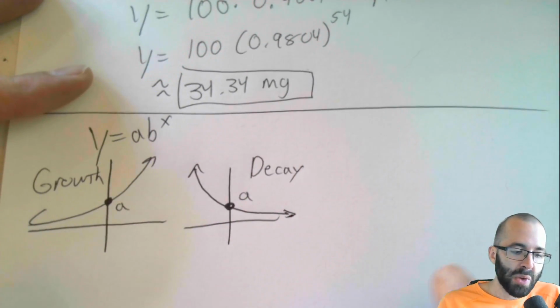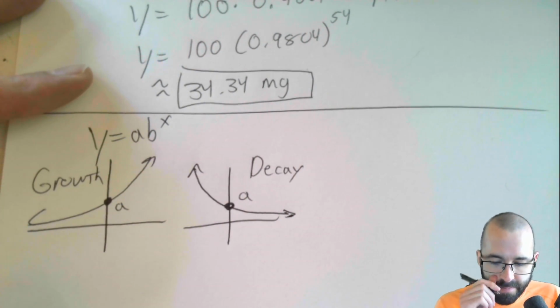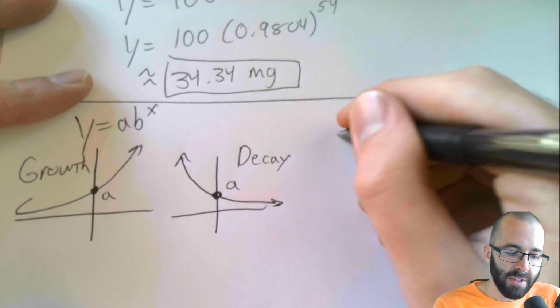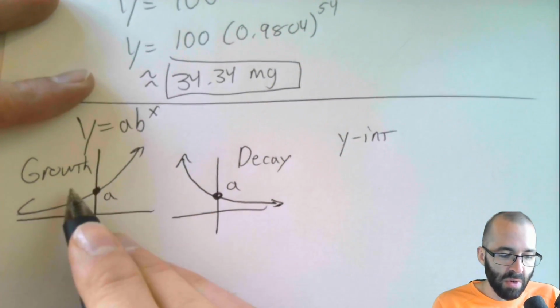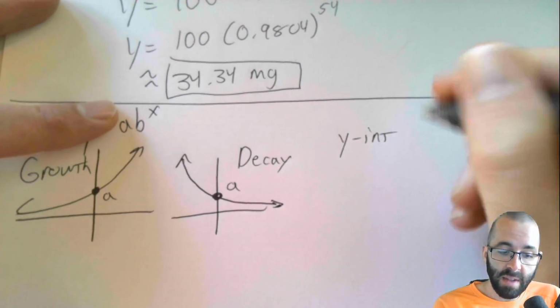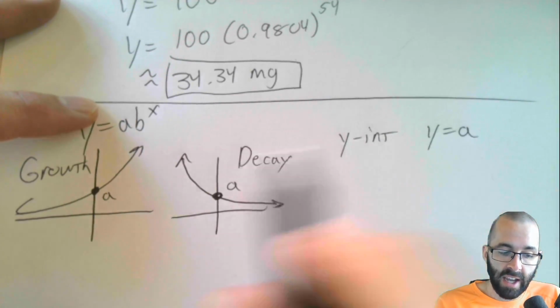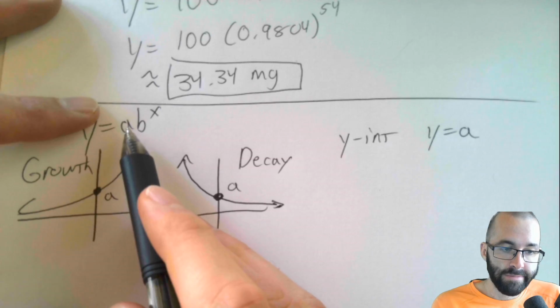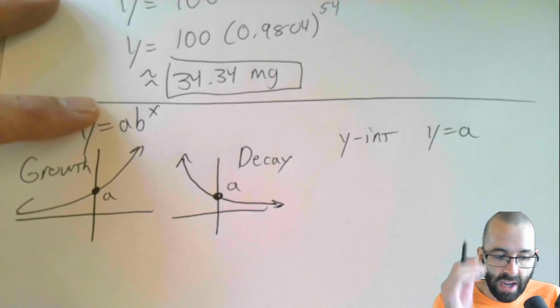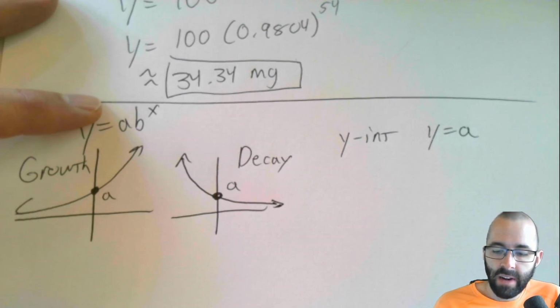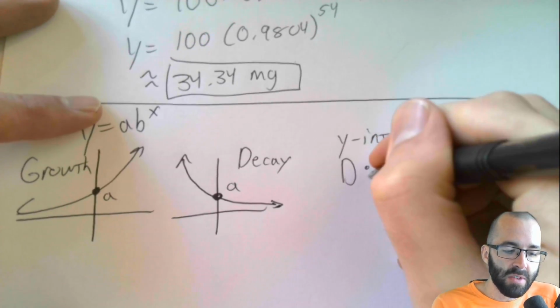So in general, this is what's happening. We can say a couple things about this. For example, the y-intercept, whether it's growth or decay, is always that a value. That's why it's there. And b is the growth or the decay rate. We can also talk about domain and range.